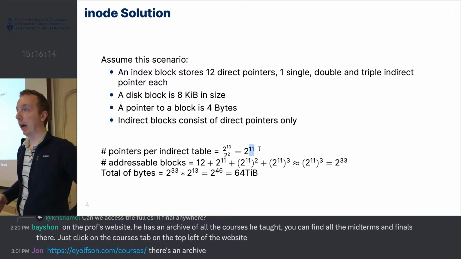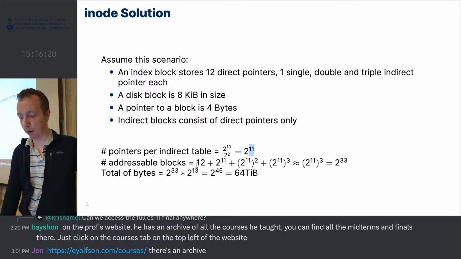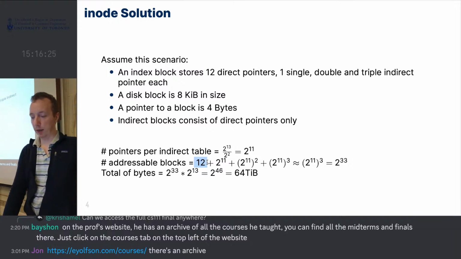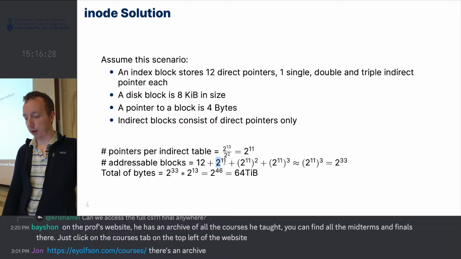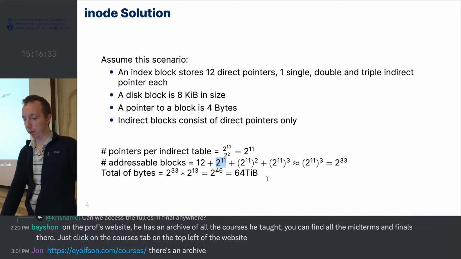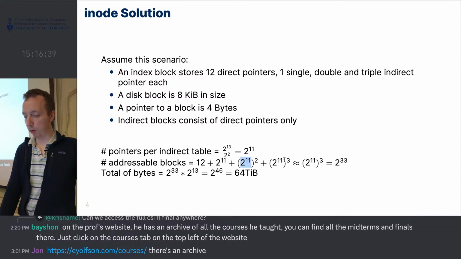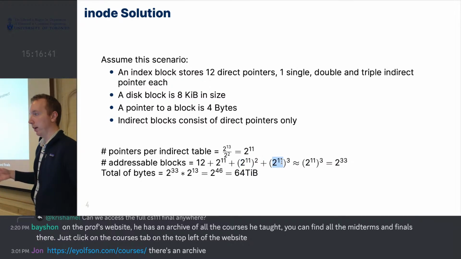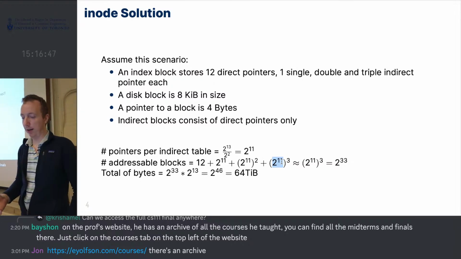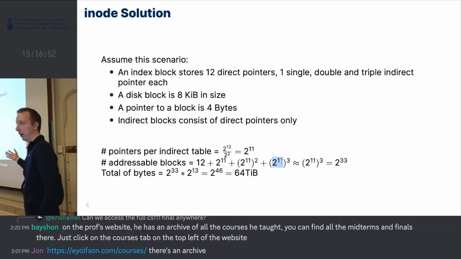So if we want to figure out how many addressable blocks we have through this inode, well, we have to add them all up. So there are 12 blocks we can point to through the direct pointers, and then through the single indirect block, we can point to 2 to the 11. If we have a double indirect block, it's just 2 to the 11 to the power of 2, because we're going through 2 levels, and through the triple indirect block, well, it's 2 to the 11 to the power of 3. So instead of adding all these up to get a super precise answer, well, this 2 to the 11 to the power of 3, that term is going to dominate all the other ones.